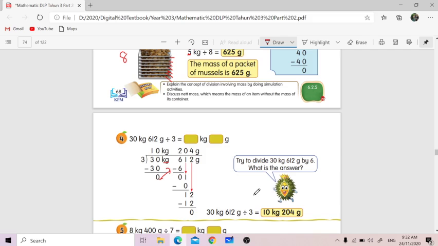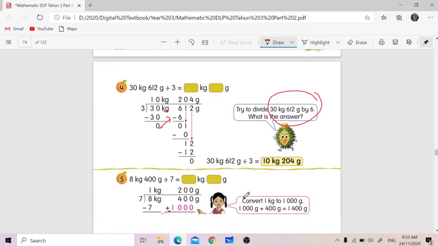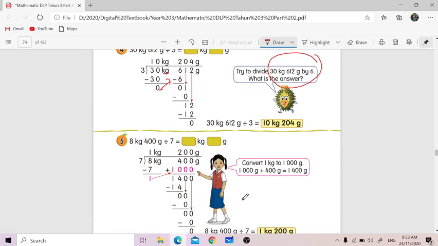What's the answer? Okay, students, ini untuk soalan awak juga. Okay, nanti saya akan tanya dalam quiz. Okay, try to do this. What's the answer? Okay, yang ni yang kita kena convert. Yeah, we have to do conversion.